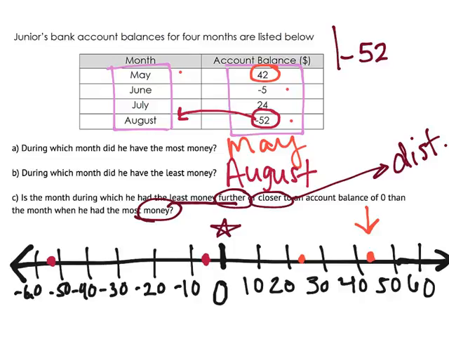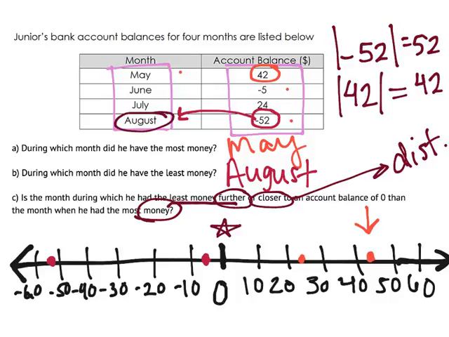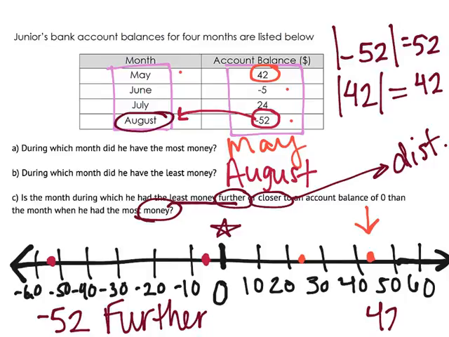I am essentially asking, what is the absolute value of 52 and what is the absolute value of 42? Remember, absolute value is always a positive integer. So the absolute value of negative 52 is 52, and the absolute value of 42 is 42. So I know that in August, a balance of negative $52 is further from an account balance of 0 than when I'm at $42 in May.